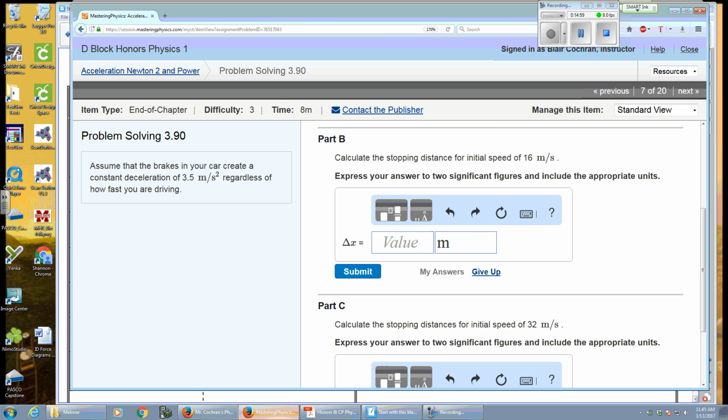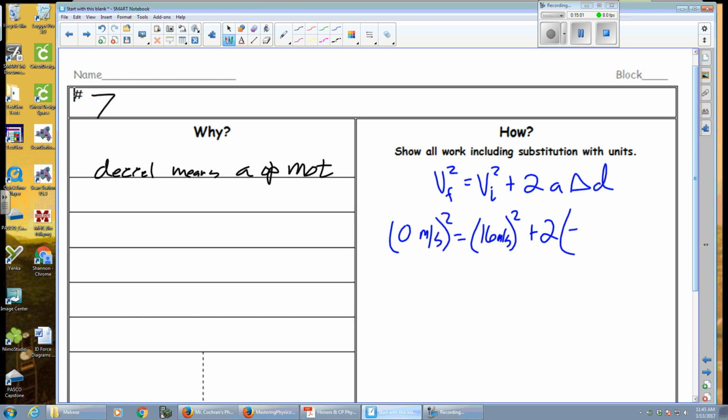Why are you using that equation? Because I wanted to. It's the one that works. Well, that's actually a good question. Because I knew what velocity I was going to end up at, I knew what speed I started at, I knew my acceleration, and they asked me how far did I go.